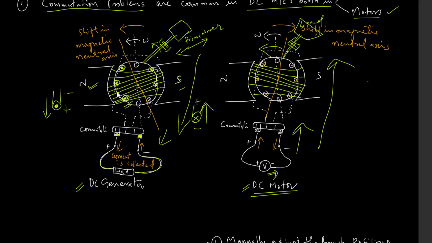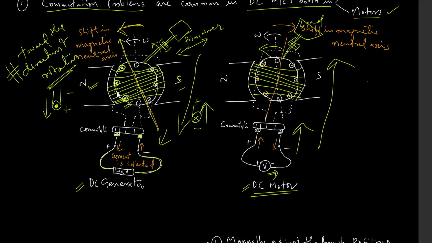With these current directions in the armature coils, we are going to have a shift in the magnetic neutral axis towards the direction of rotation. You have to keep this in mind, right?